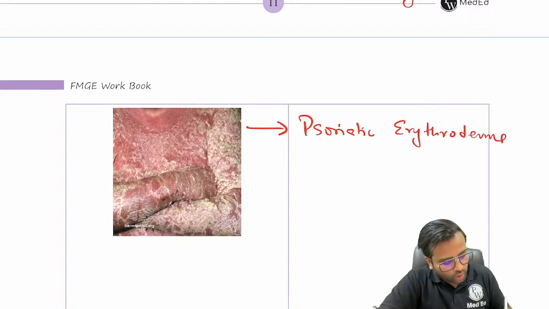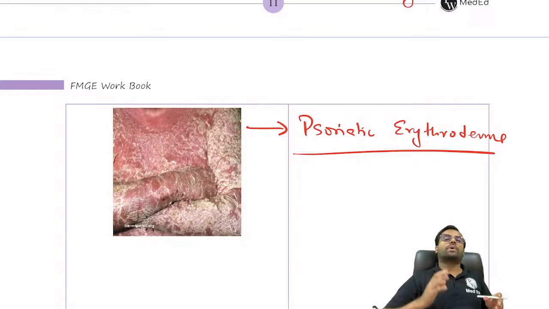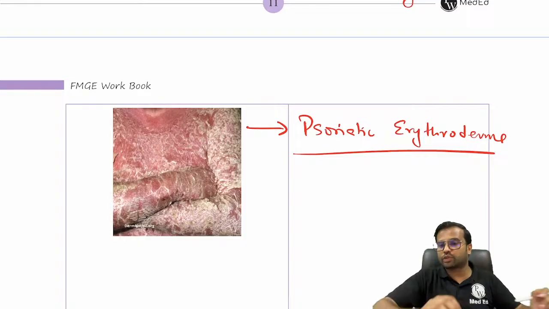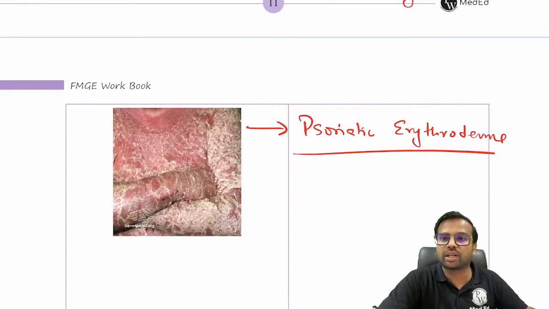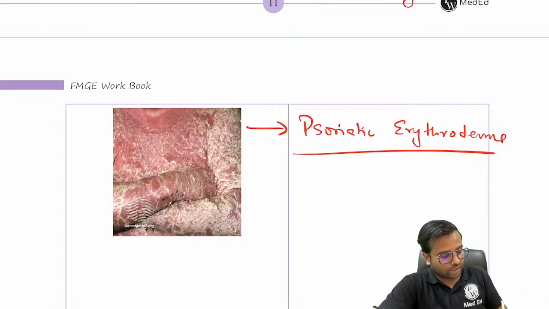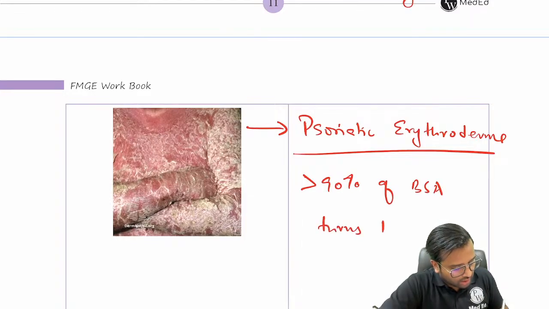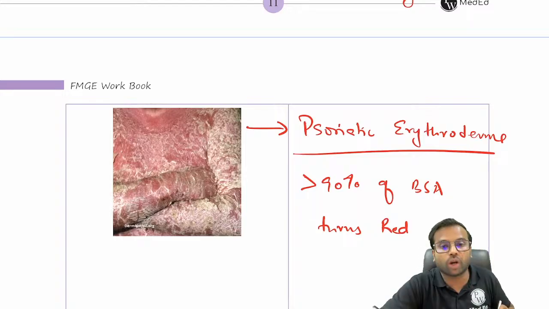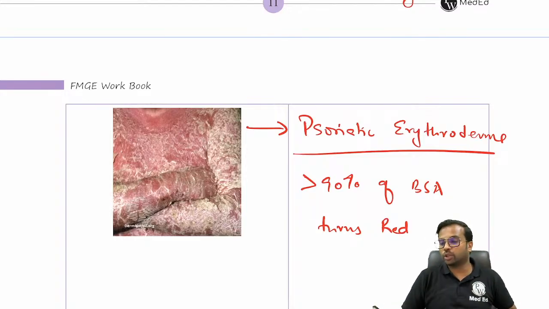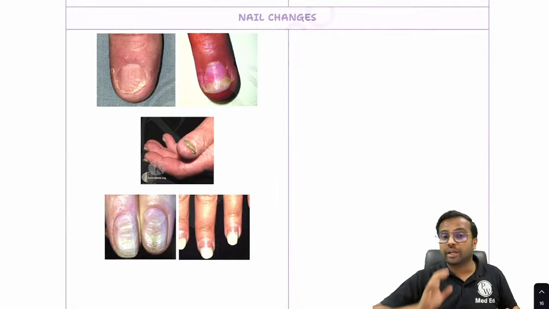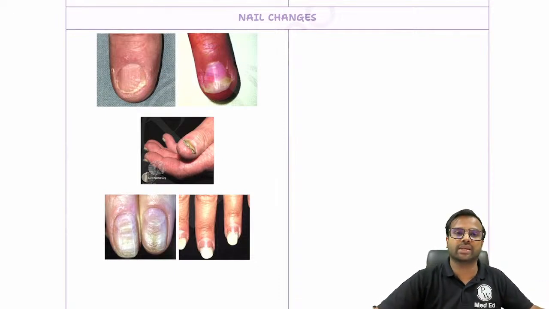So when it comes to psoriatic erythroderma, how much percentage of the body surface area should turn red in color? Yes, when more than 90% of the body surface area turns red, this is called psoriatic erythroderma. Very good. It is considered to be a dermatological emergency, right?